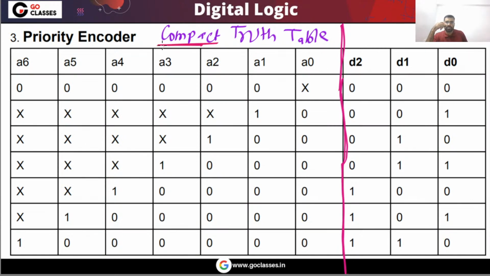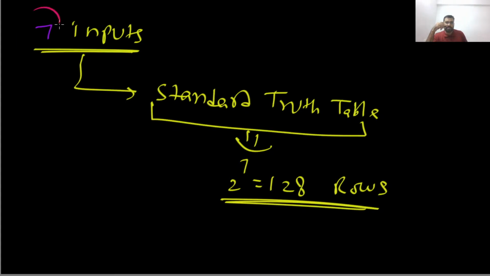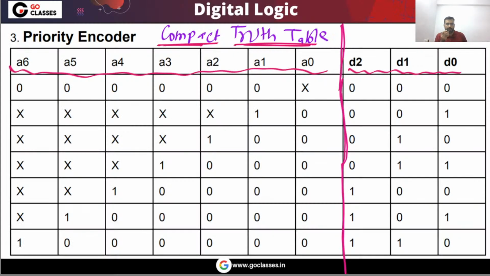But this is a compact truth table. Total you have 7 inputs. These are the inputs, these are the outputs. With the 7 inputs, if you create the standard truth table, there will be 128 rows. So this is your compact truth table.